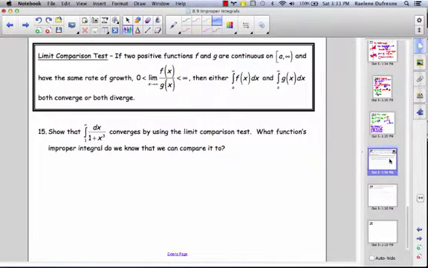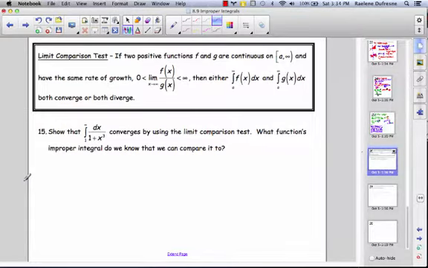The limit comparison test is another way to compare two functions or their definite improper integrals. If two positive functions f and g are continuous on the semi-closed interval from a to infinity, and they have the same rate of growth, that means the limit as x approaches infinity of their ratio is a finite number greater than 0, then either the definite integral from a to infinity of f of x dx and the definite integral from a to infinity of g of x dx both converge or they both diverge.